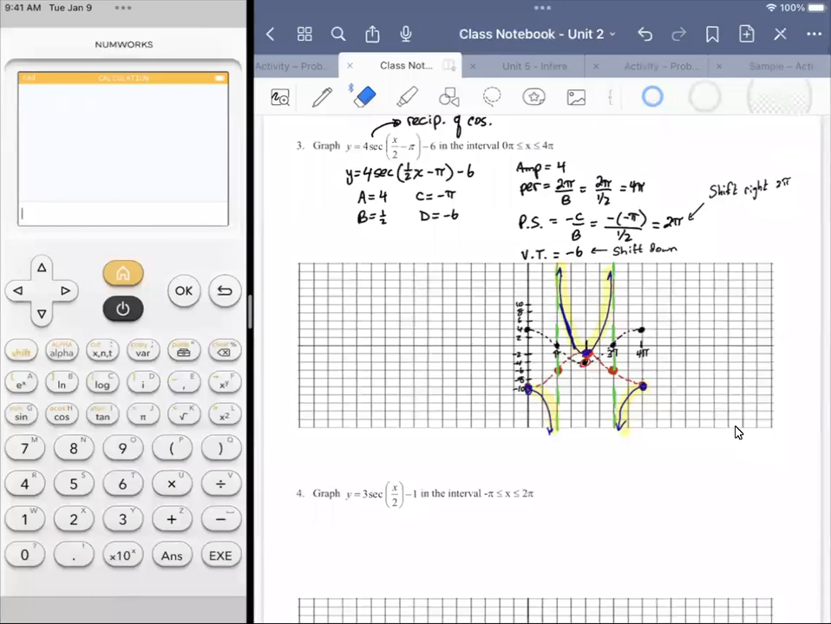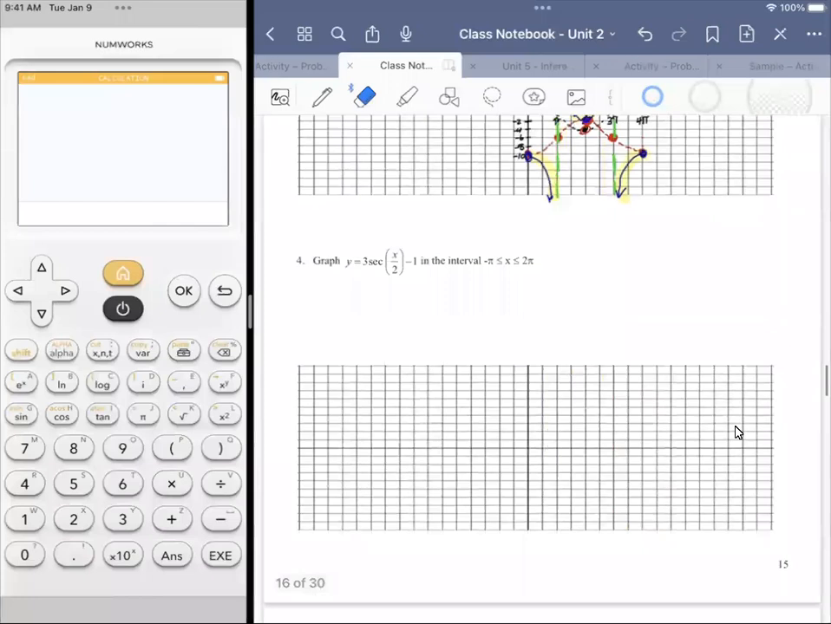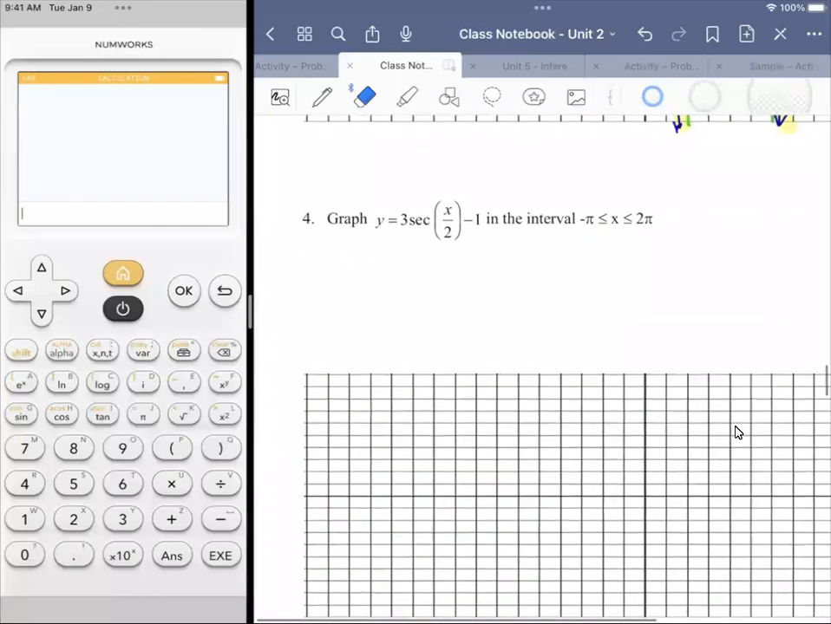All right, the thing is, the calculator, in terms of a table of values, does not think in terms of pi. So that could be kind of an issue, but you can at least use it to check your work. So the standard form for a secant function is a secant of bx plus c, plus d.